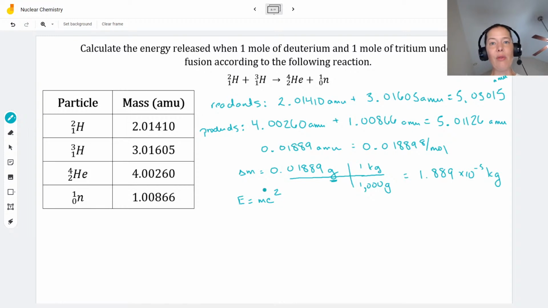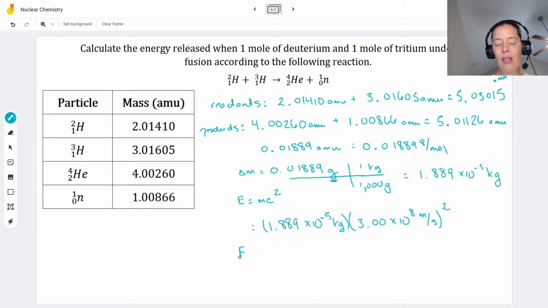We know the speed of light is 3 times 10 to the 8. So we are literally just going to plug this in. All right, so we have our mass. And of course, this is a tiny, tiny mass, but we're going to get quite a large number out of here. Now, the speed of light is meters per second, and we are going to square that. When you do this calculation, you're going to get an energy, and that is 1.7 times 10 to the 12th.